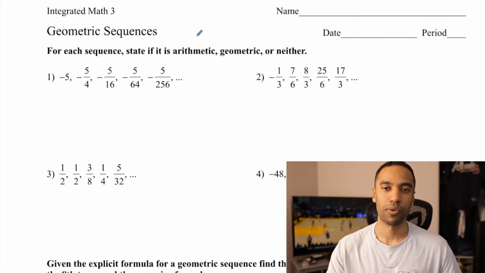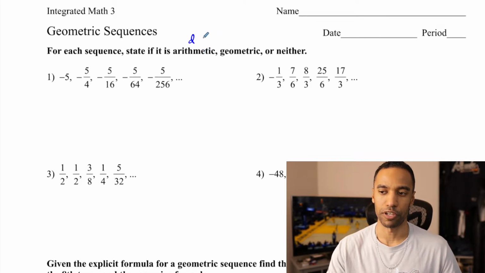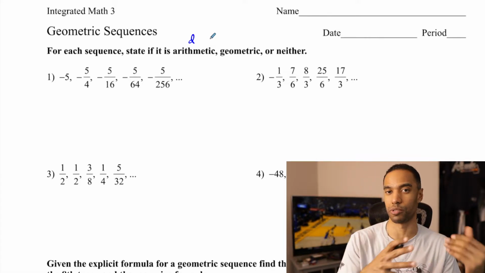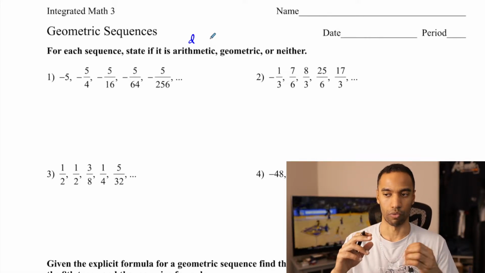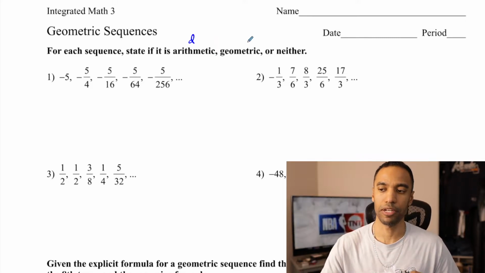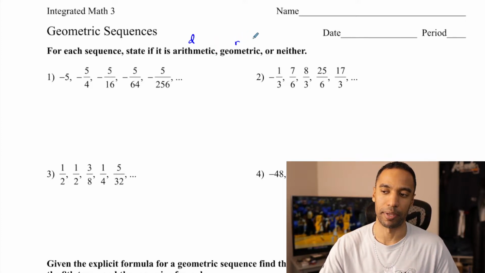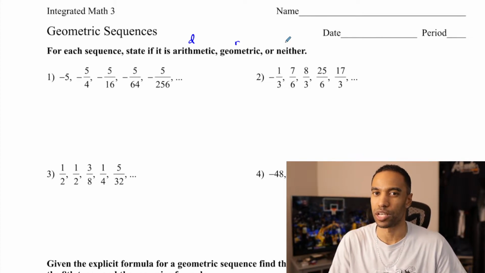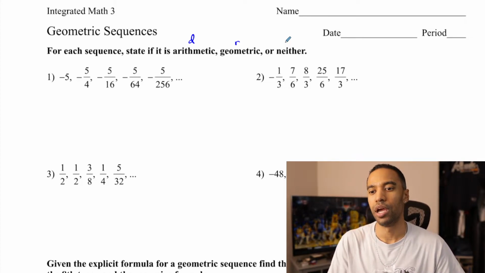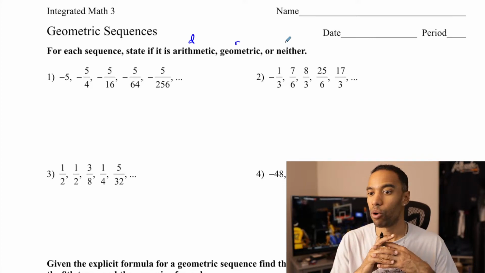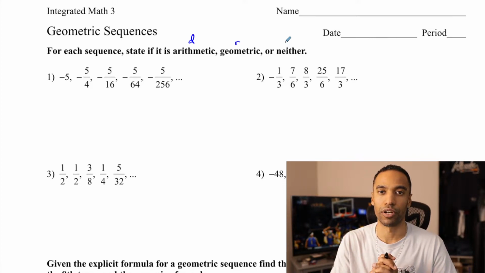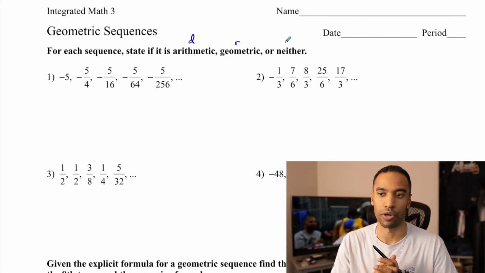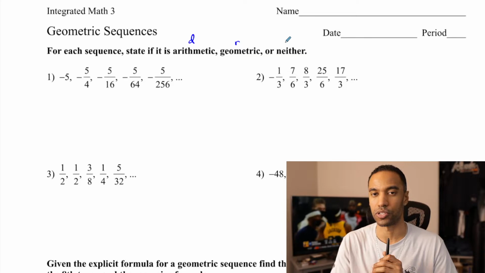Now, an arithmetic sequence, as I stated in the previous video, features a common difference, that each value is separated by the addition or subtraction of the same number over and over. Geometric sequence, on the other hand, features what's called a common ratio. Some things say common multiplier, which might make more sense with regard to what we're doing. From one value to the next, you are multiplying by the same thing over and over. And if it's neither a common difference nor a common ratio, then it is neither an arithmetic nor geometric sequence.